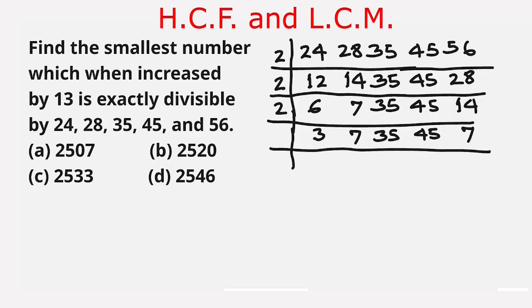Now we divide all these numbers by 3. 3 divides 3 for 1 time. We write 7 as it is, we write 35 as it is.